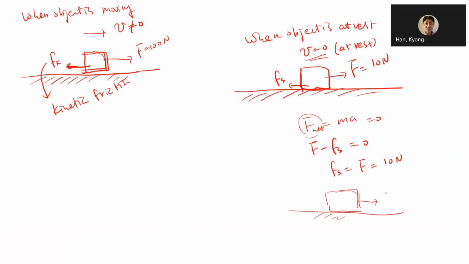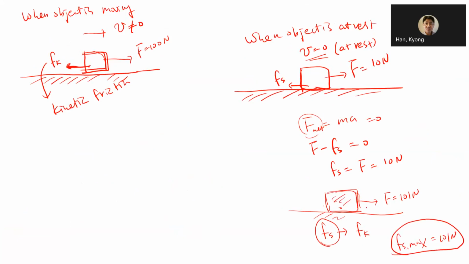If we increase it to maybe 99 Newton, maybe 101 Newton, it starts moving. In that case, this static friction is converted to kinetic friction, right? Say the maximum static friction force can be 101 Newton. After it starts moving, the object can move easily.